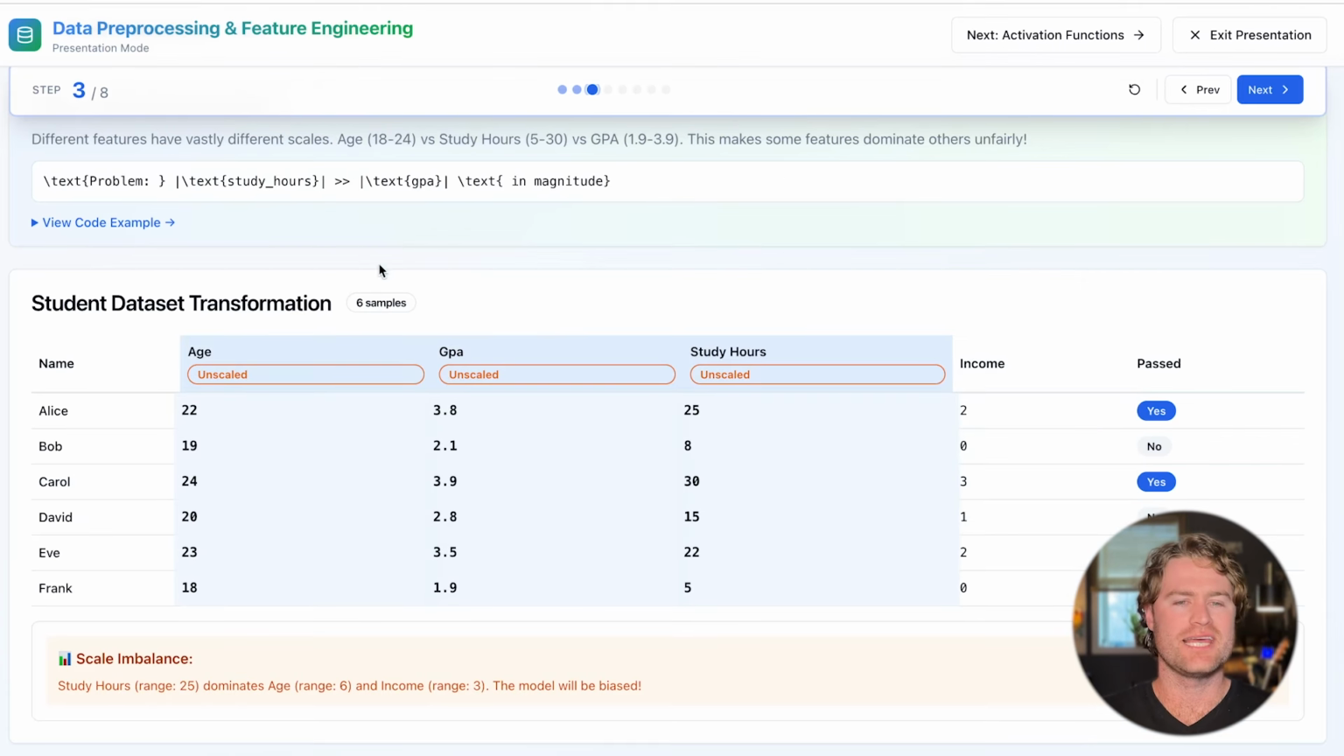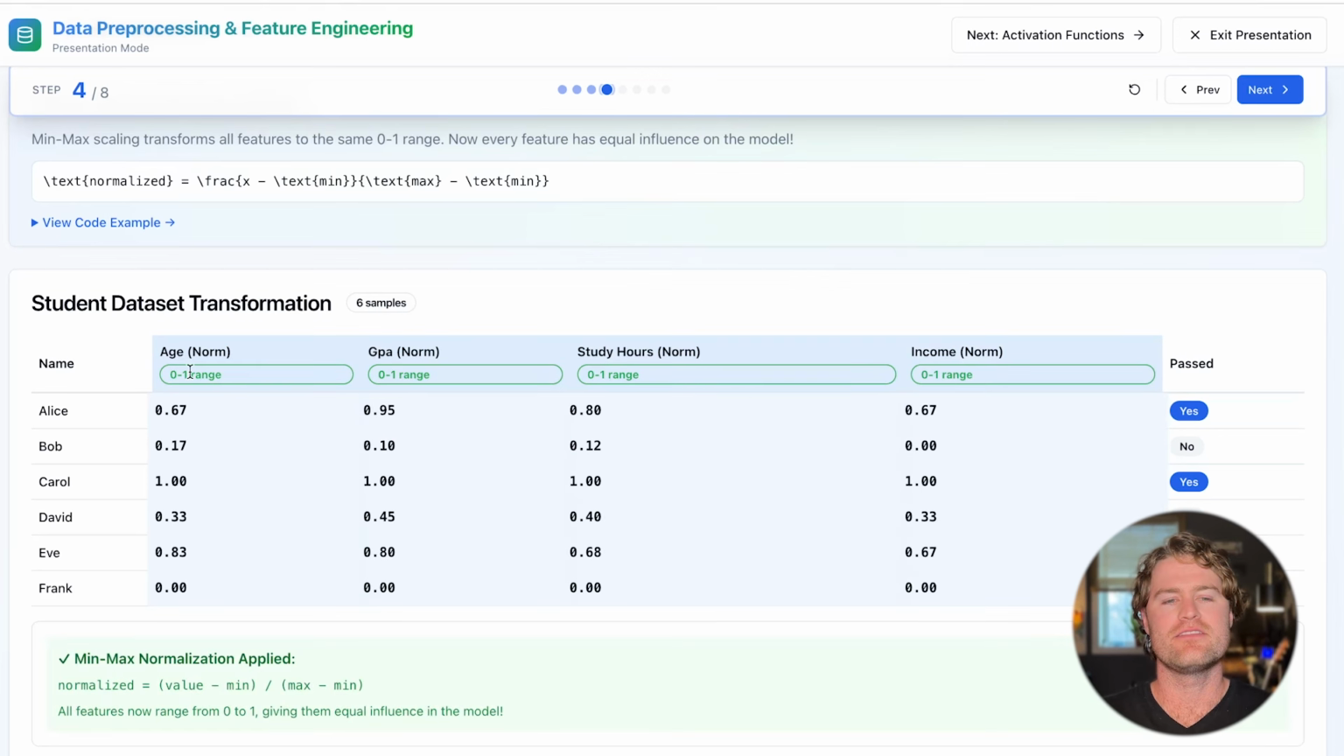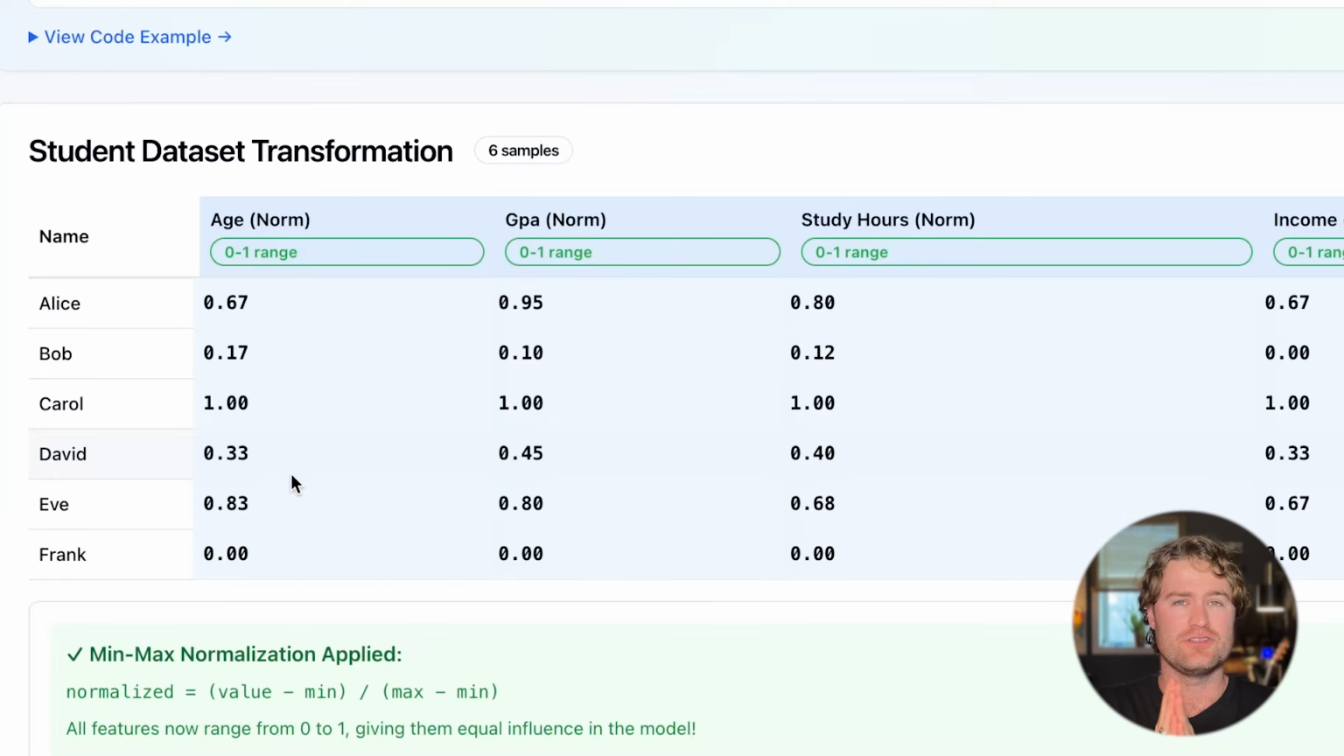What we're going to do is take all three of these from being unscaled and scale them into a 0 to 1 range. So essentially we're taking this age on the left side and bringing it down to just between 0, or 18, and 24.